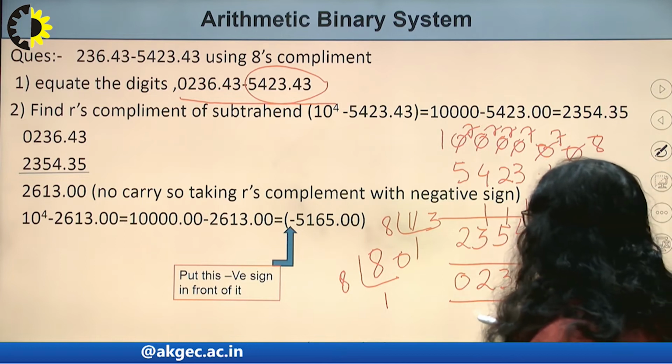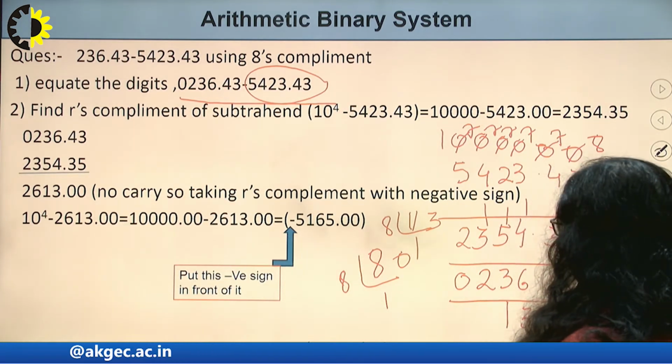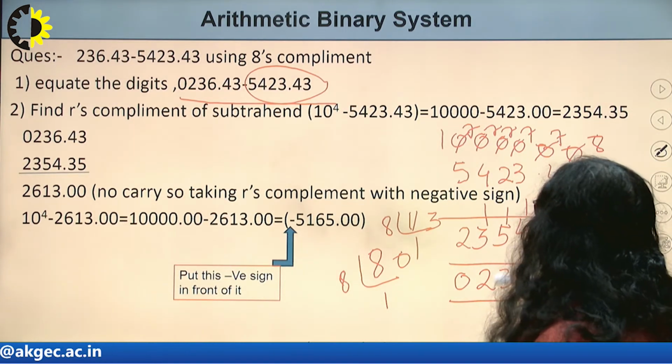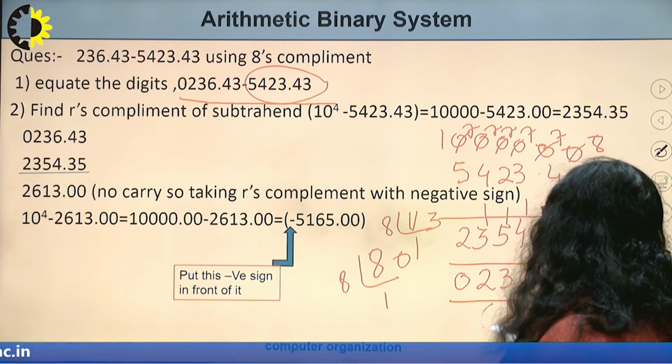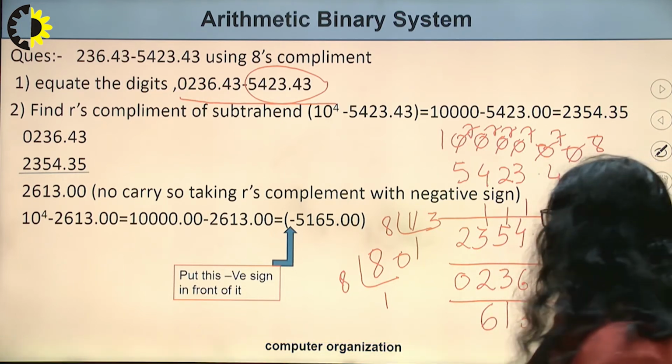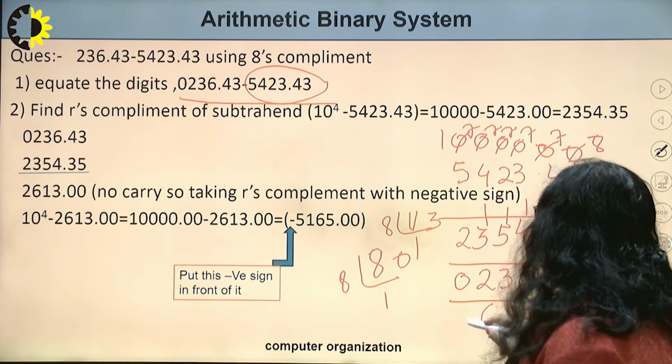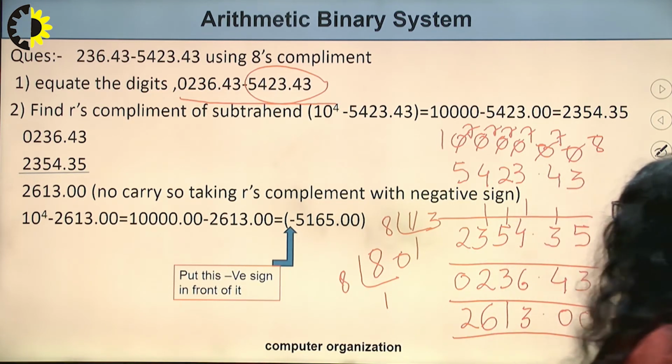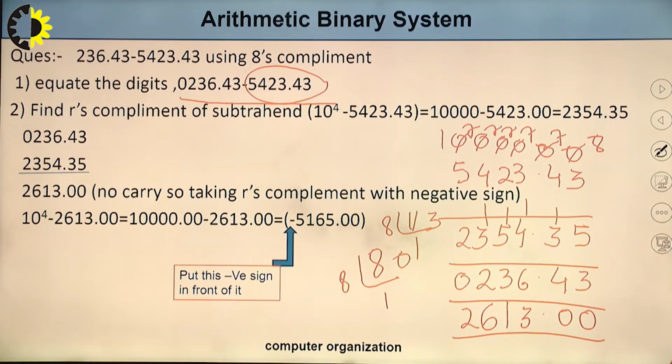Now, 3 plus 2, that is 5 plus 1, 6. 6 is there because it is less than 8. And 2 plus 0, that is 2. So, the resultant is 2613.00.